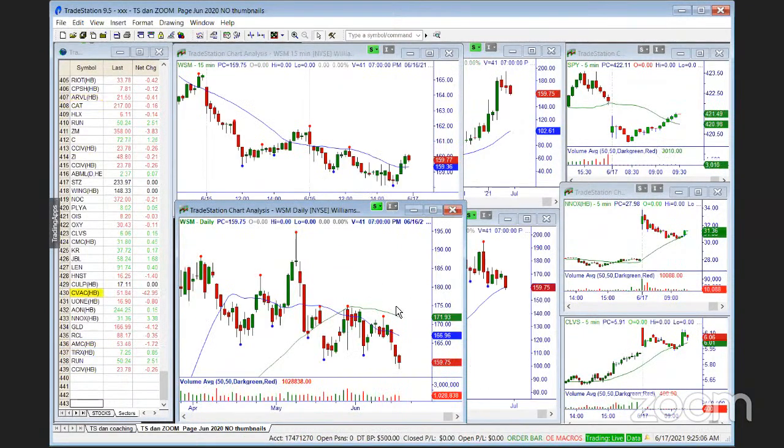WSM, short, daily, weekly. It does look lower. The only problem, Alex, is it's been falling for a while. We like to short closer to resistance, because where would you put your stop? So instead, what you want to do is short a little bounce of some sort, a bounce and reversal.